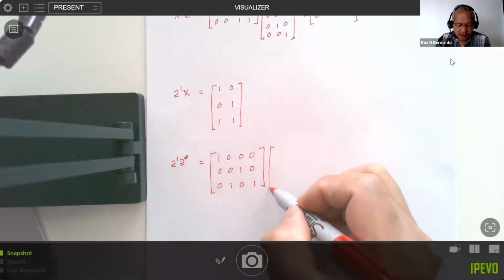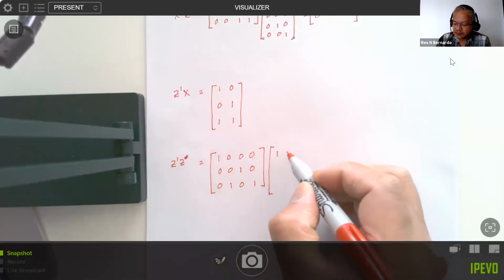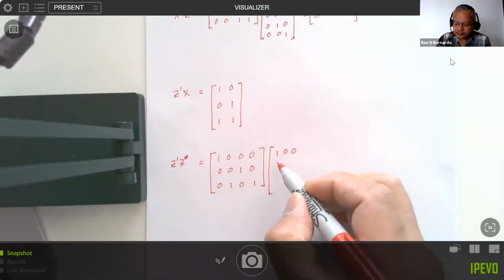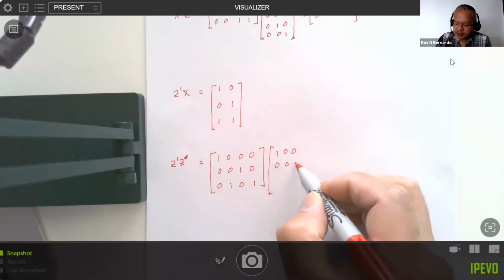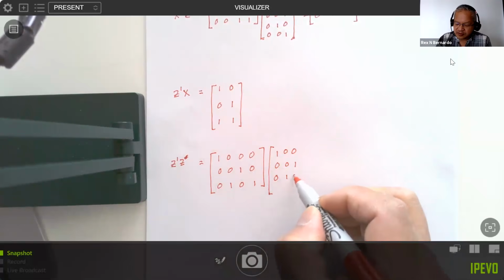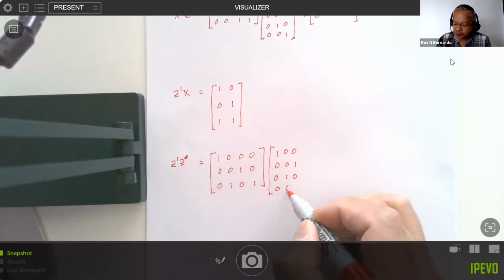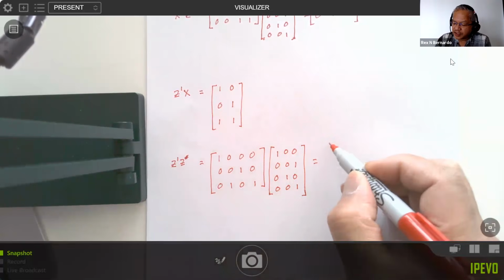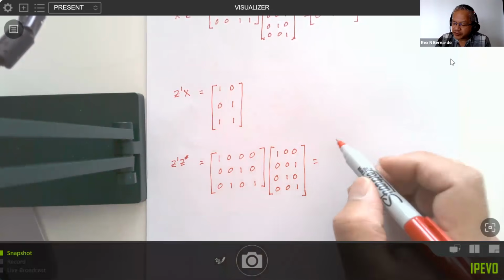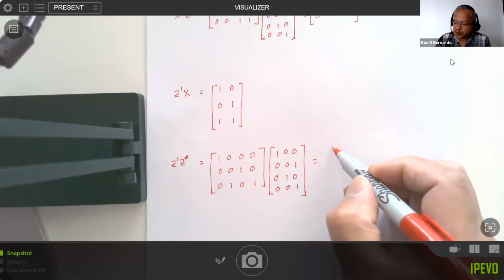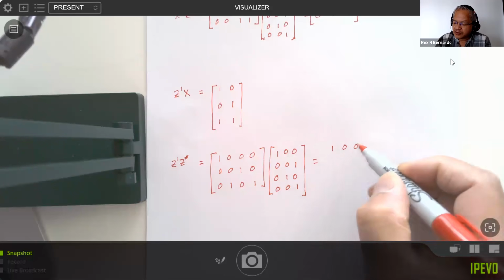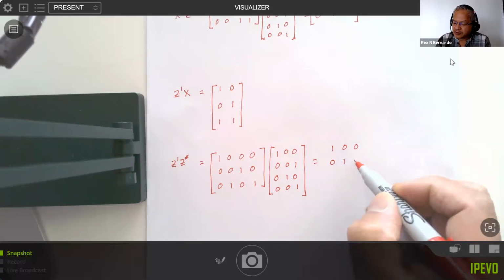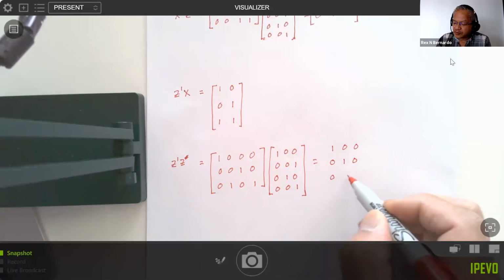And then Z would be 1, 0, 0, 0, 0, 1, 0, 1, 0, 0, 0, 1. And if we multiply those two, we would get a 3 by 3 matrix, which should be 1, 0, 0, 0, 1, 0, 0, 0, 2.